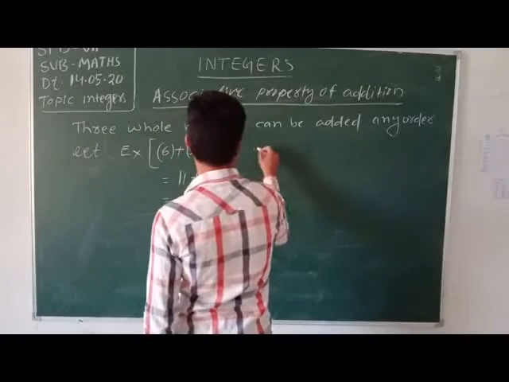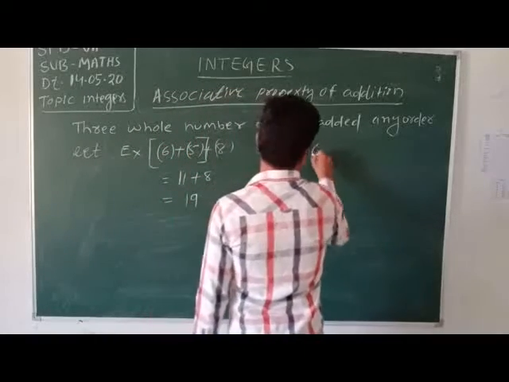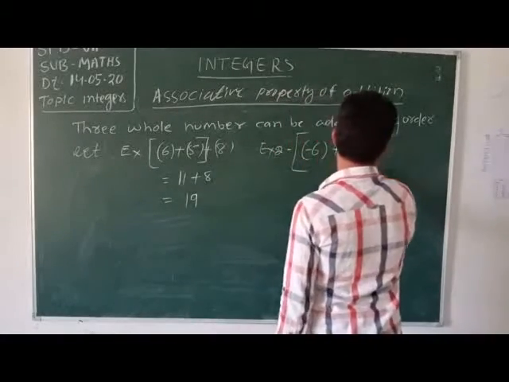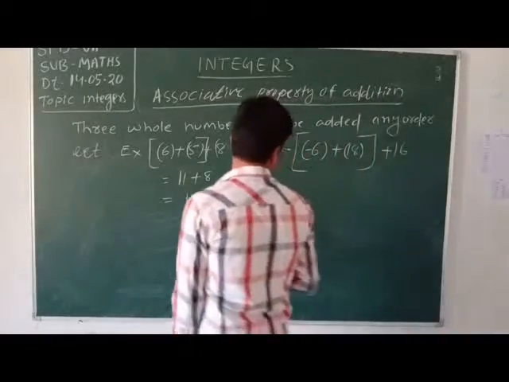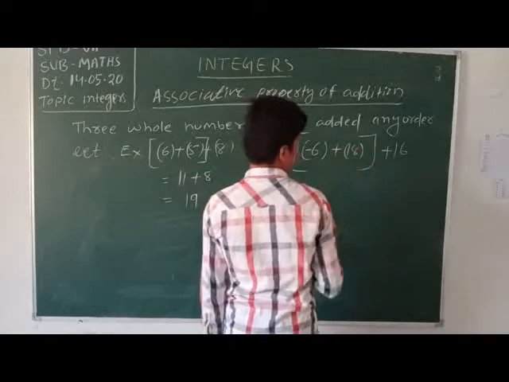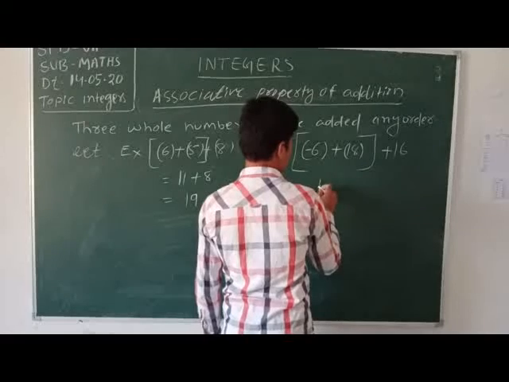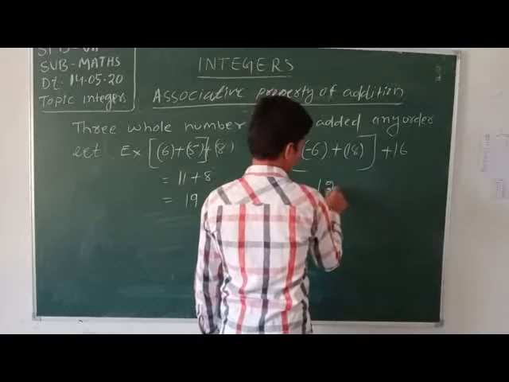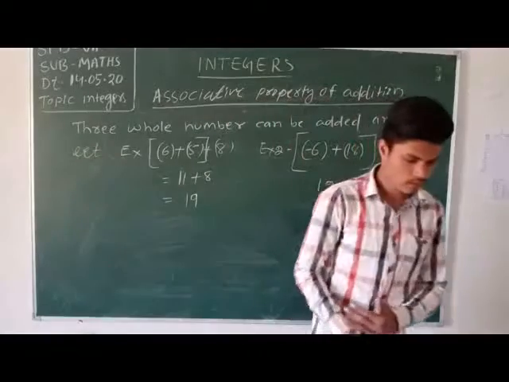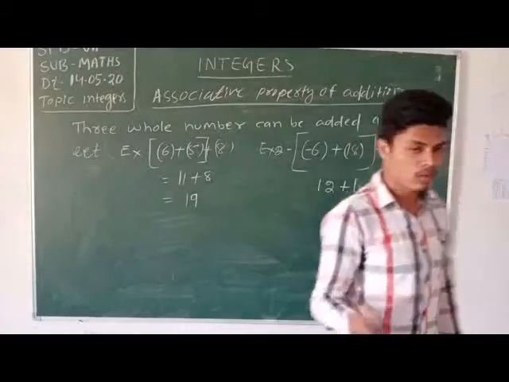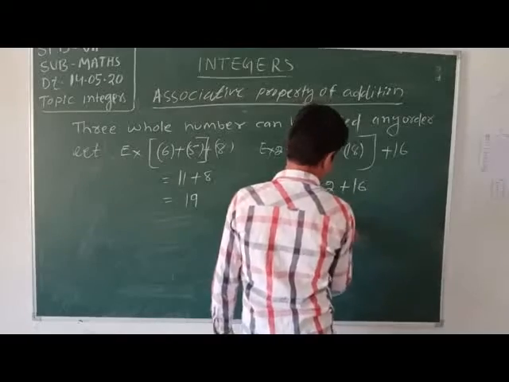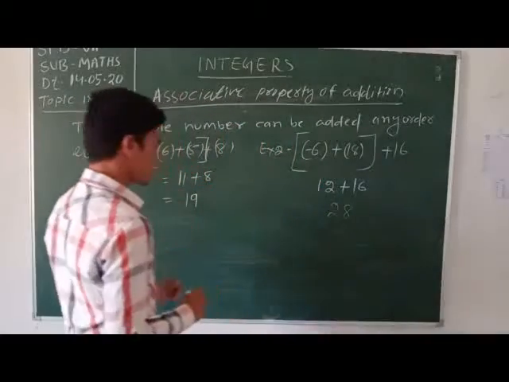Now, another example. Minus 6 plus 18 plus 16. First, minus 6 plus 18 equals 12. Then 12 plus 16 equals 28. 28 is an integer, and 19 is an integer.